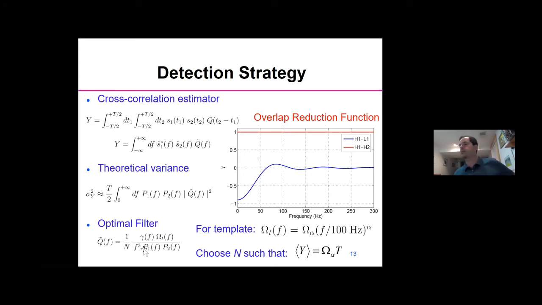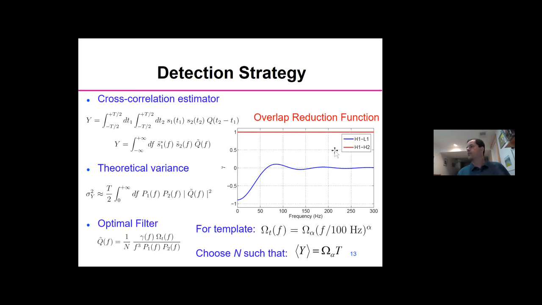On the scratch pad I used lambda. But anyway, you can choose this N such that the expected value of the estimator Y is equal to omega alpha or proportional to it. So that's basically what we discussed. This plot here shows the overlap reduction function. This is the gamma function.